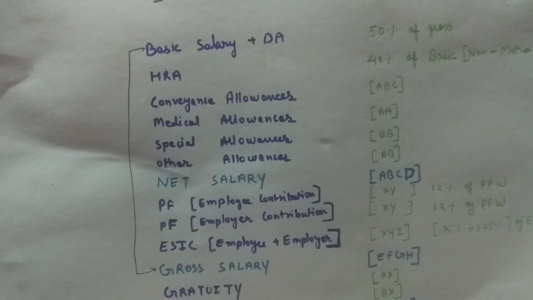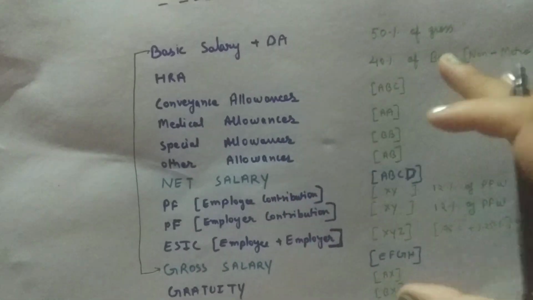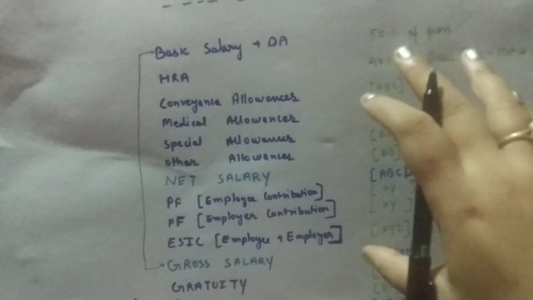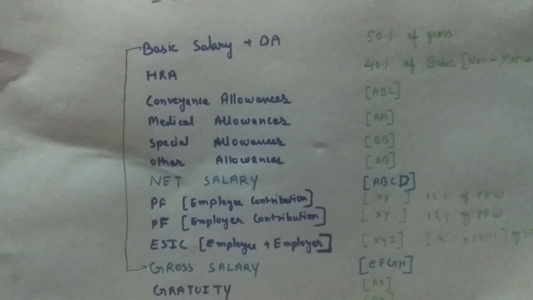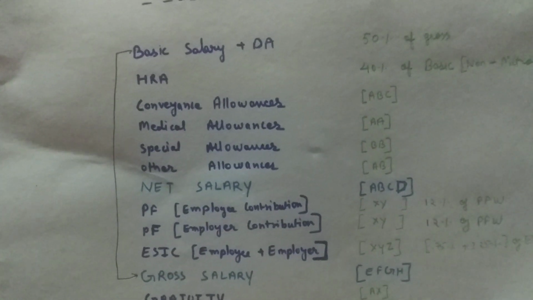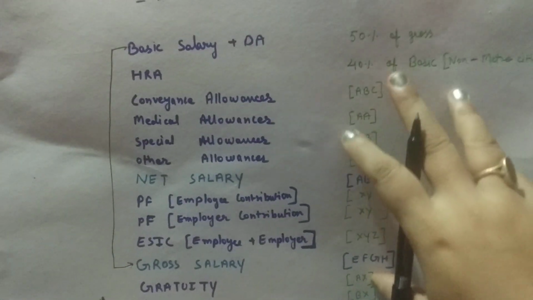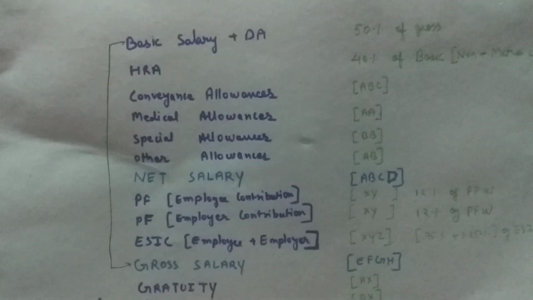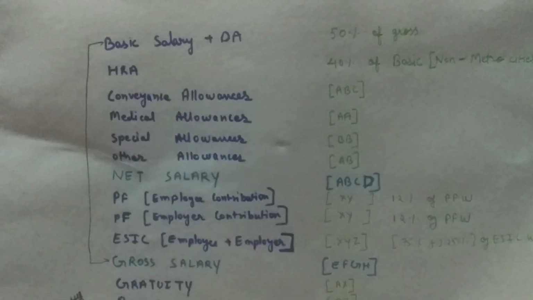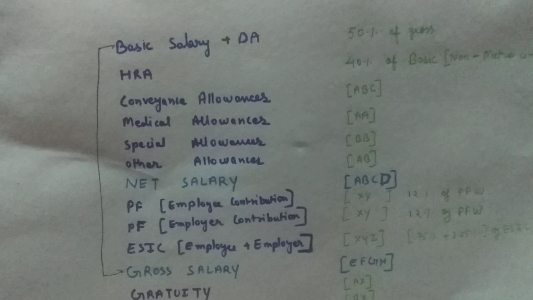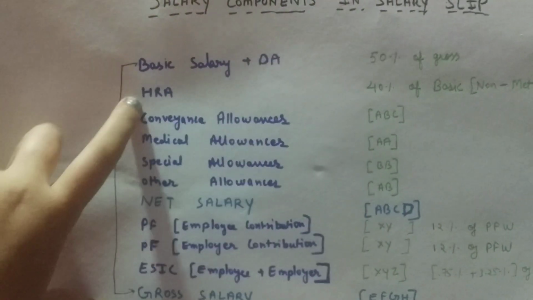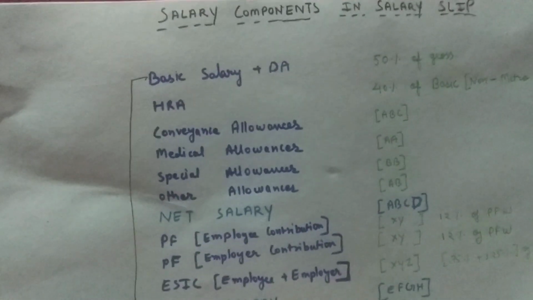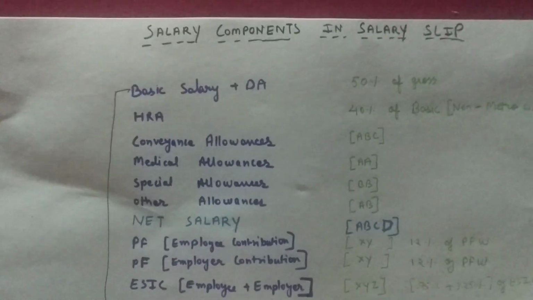So the payroll executive will calculate the basic salary according to 50% of the gross salary. Nowadays there are lots of payroll softwares, so it gets calculated just by filling in the details. So now what I want to say is that the basic salary and DA allowances are 50% of the gross salary. This is one thing to keep in mind about the gross salary.